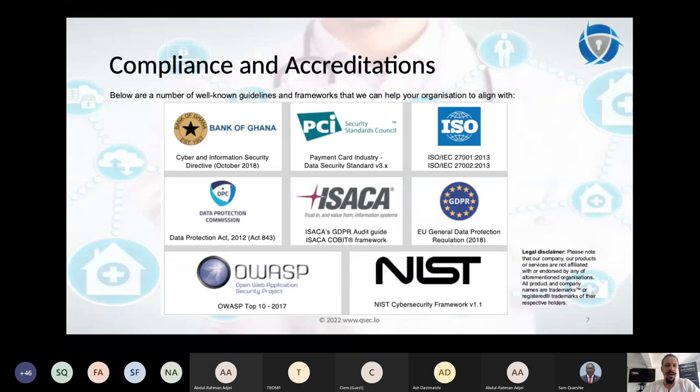So when it comes to banks, there is the directive from the Central Bank of Ghana, especially the PCI as well. ISO 27000 is something that's going around a lot in Ghana recently. As was mentioned early on in the call, the Data Protection Commission also has an act out since 2012. Some companies we've seen deal with European citizen data, so we also help them with GDPR.